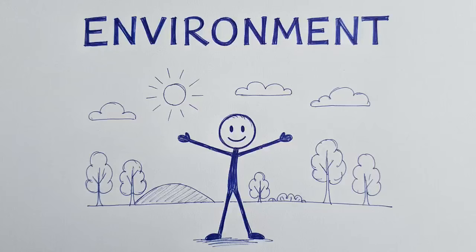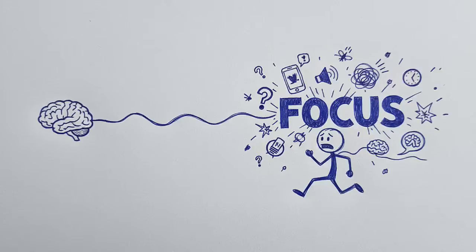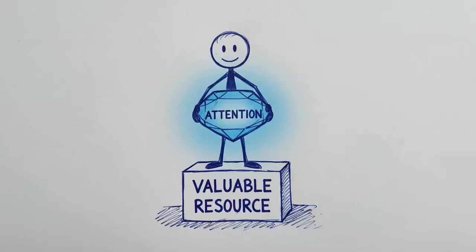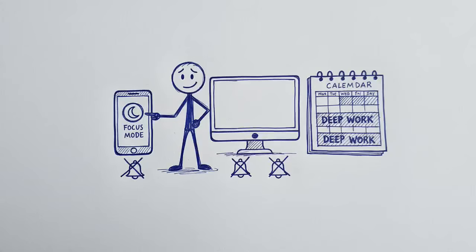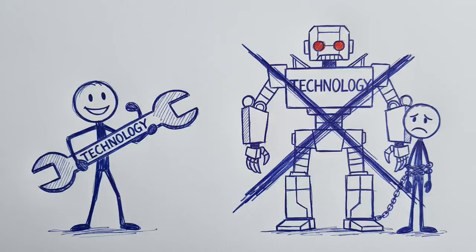Next, let's talk about your environment. Your ability to learn is directly tied to your ability to focus, and today's world is an enemy of focus. You must treat your attention as your most valuable resource. This means being ruthless about managing distractions. Use focus modes on your phone and computer, turn off all non-essential notifications, and schedule specific blocks of time for deep work. Technology should be your tool, not your master.